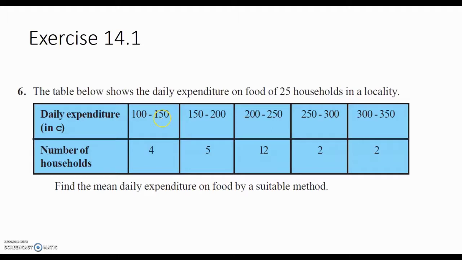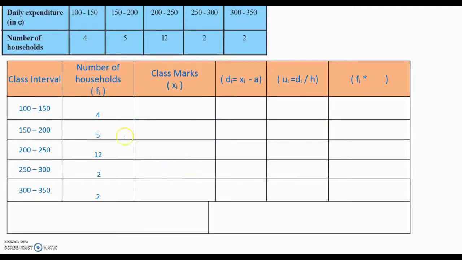The table below shows the daily expenditure on food of 25 households in a locality. Daily expenditure is given and the question asks to find the mean daily expenditure on food by a suitable method. So we'll form the table first. The frequency is given here.